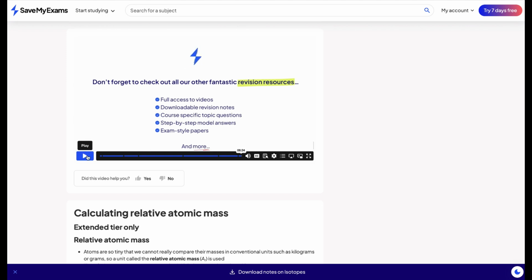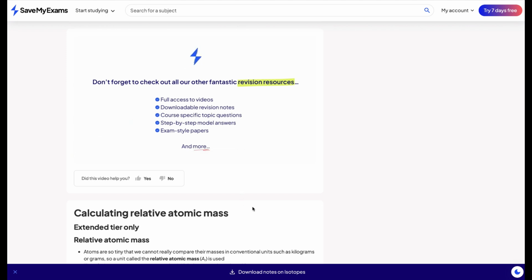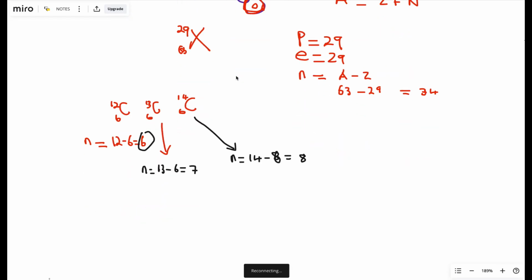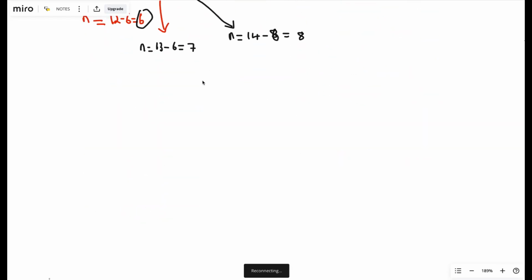So we've seen how to calculate the relative atomic mass, because that's the big important thing here. It's not just, for example, chlorine. You have to look at the percentage of abundance of each isotope. We have chlorine-35 and we have chlorine-37.